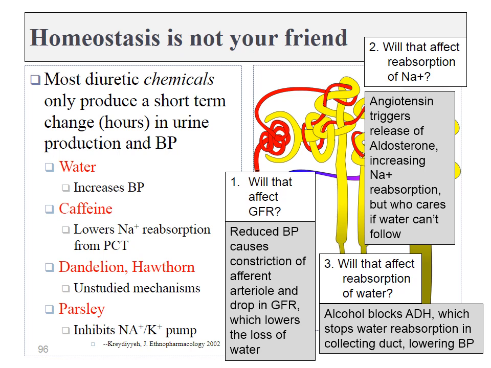What about these others here, like dandelion, hawthorn, and parsley? These are also diuretics, but whether they can be used to treat high blood pressure is questionable. I haven't seen any good evidence yet.